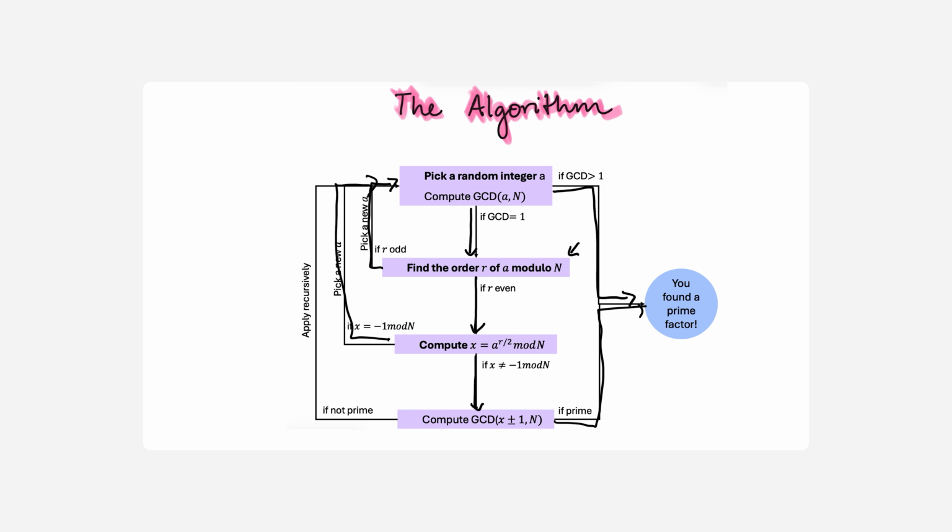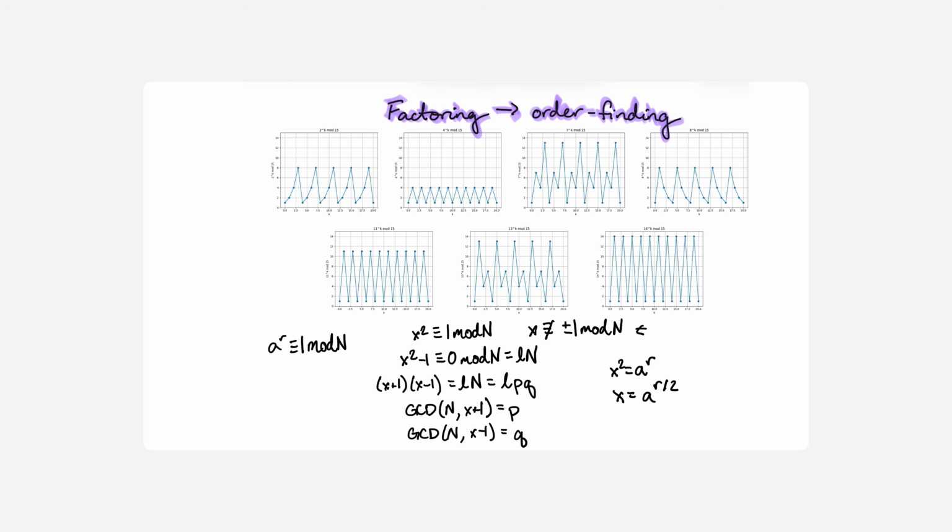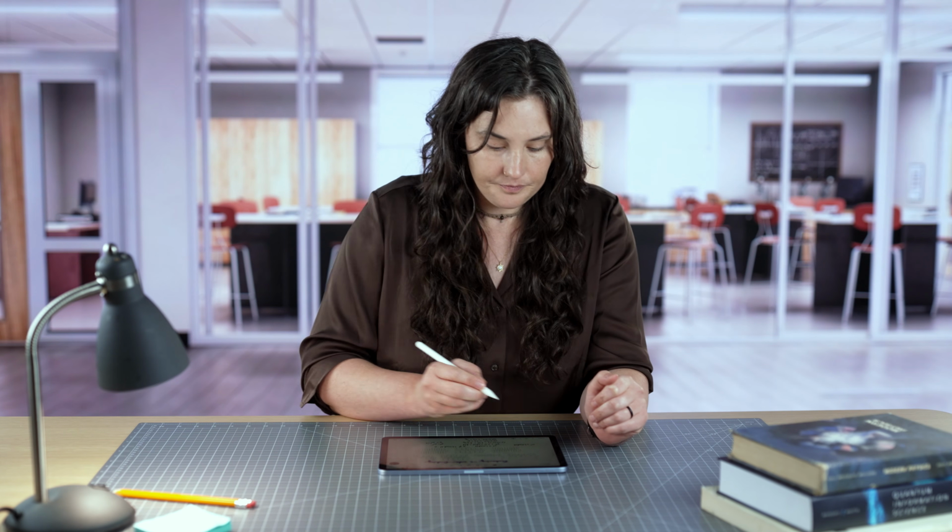Remember what the order is. It's essentially the period of these modular functions. Quantum computers are extremely well suited to finding the period of functions. For this, we can use an algorithmic subroutine called quantum phase estimation, or QPE. We discussed QPE and its relationship to the quantum Fourier transform in a previous video, so if you haven't watched that, I suggest you pause this video and watch it now. But if you want a brief refresher, I can give you the basics.